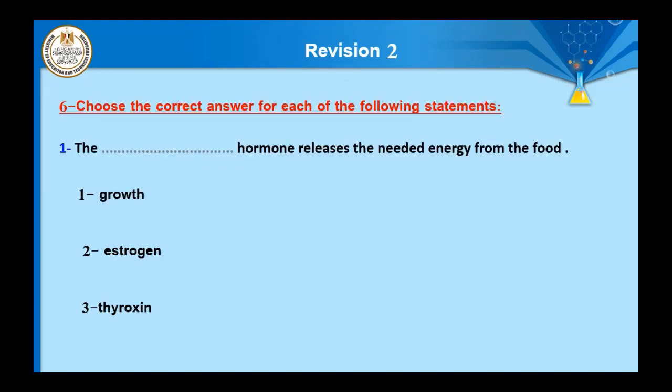Question number 6. Choose the correct answer for each of the following statements. Number 1. The space hormone releases the needed energy from the food. Growth hormone, estrogen hormone, thyroxin hormone. Which of them is correct? The hormone that releases the needed energy from food is responsible for the stimulation process. What is this hormone name? Yes, thyroxin hormone. The correct answer is thyroxin hormone.